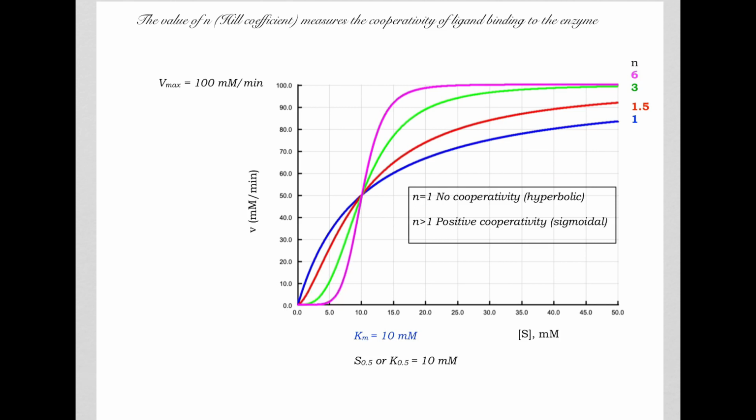So the value of n basically measures how much of this S behavior we see in the curve. In other words, how much the enzyme is showing this cooperativity effect.